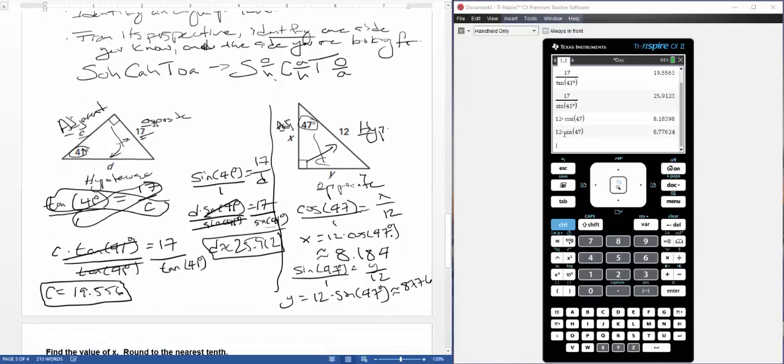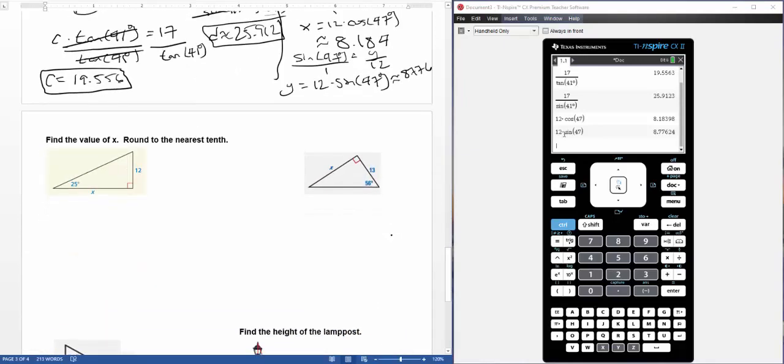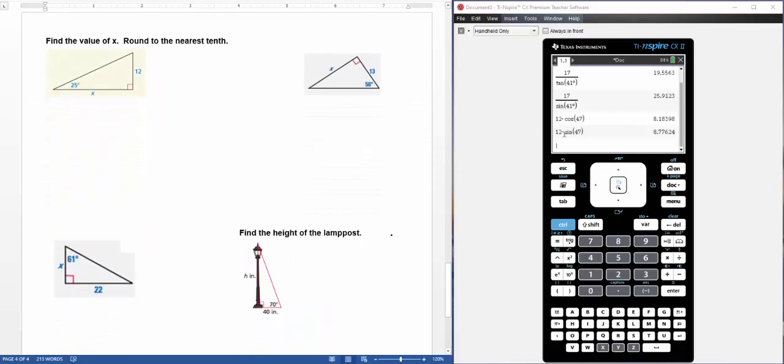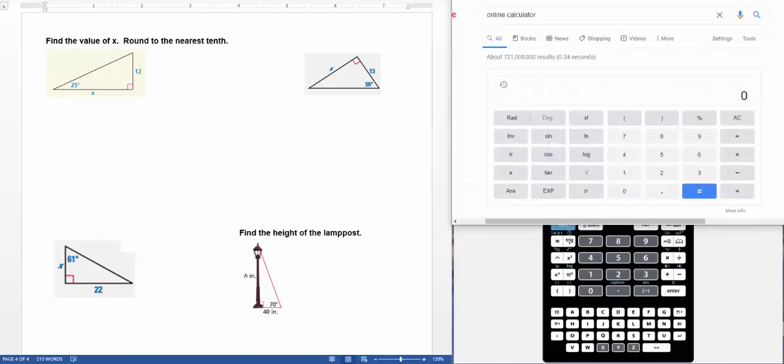But if you don't, I'll show you how to use just the standard scientific calculator that you can get by typing online calculator into Google to solve these problems, because you can do that as well. Let's set up these problems, and we'll use the free Google calculator here to finish them.